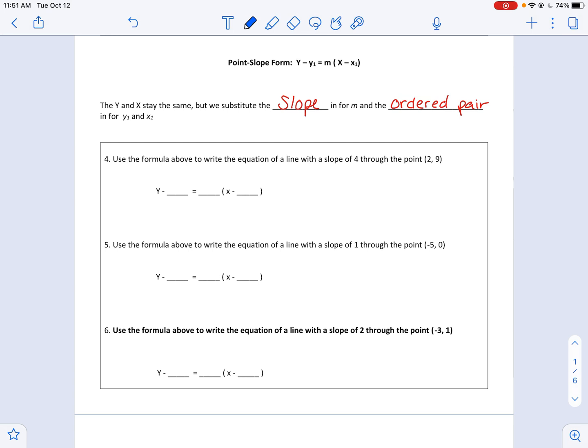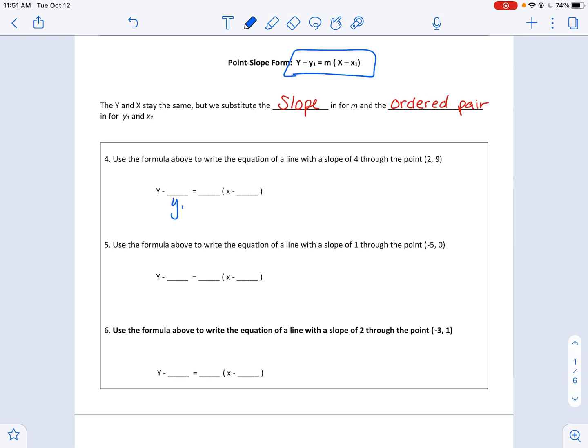So here's our point slope form, y minus y1 equals m times x minus x1. That y and the x are going to stay the same. What changes, what we substitute in, are those known values for the slope, the m, and the ordered pair, x1, y1.